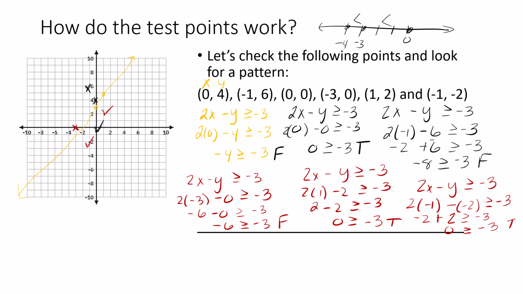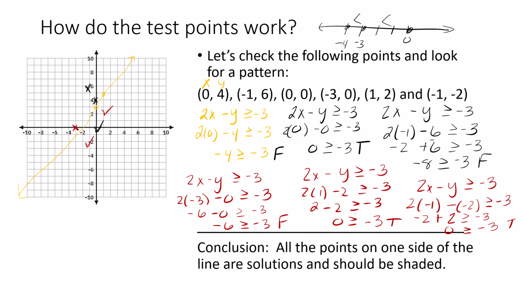And what hopefully you thought about is that all the points on one side of the line are solutions and should be shaded. So we've got these X's, these points that did not work, and they were all on one side of the line together. And then we had these 3 points that did work, and they're also on one side of the line together.